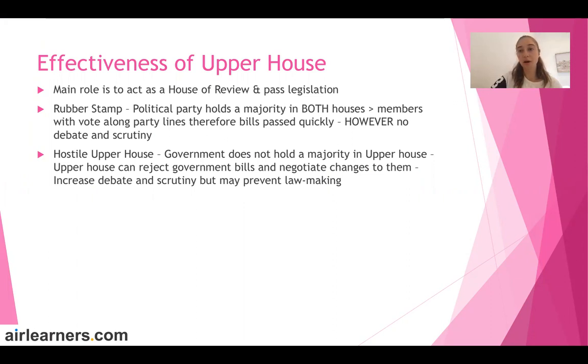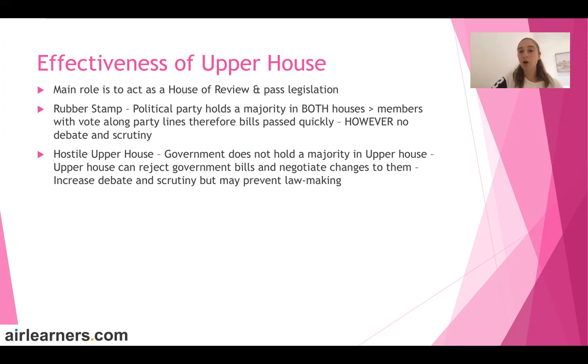As you'll remember from the last area study, the main role of the upper house is to act as a house of review, and a subsequent role is to pass legislation. So one factor that affects the ability of the upper house to achieve these purposes is when there is a rubber stamp in the upper house. So looking at the composition of the upper house.